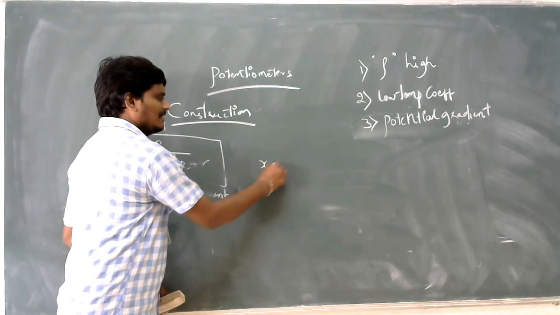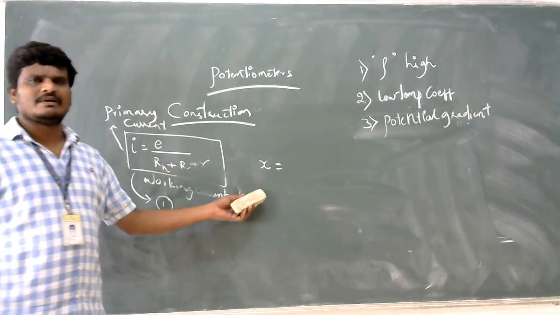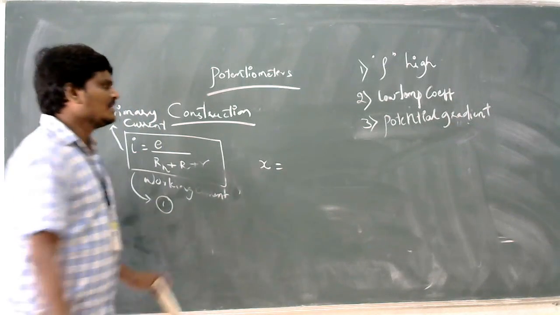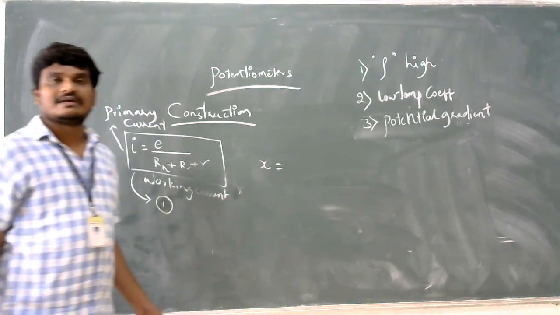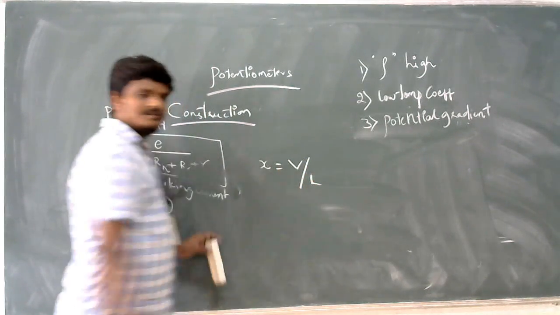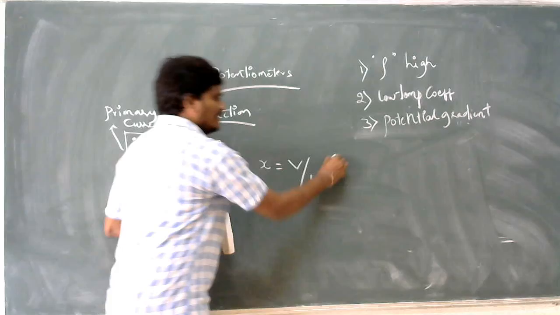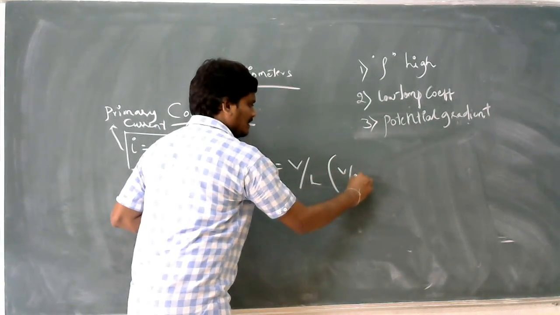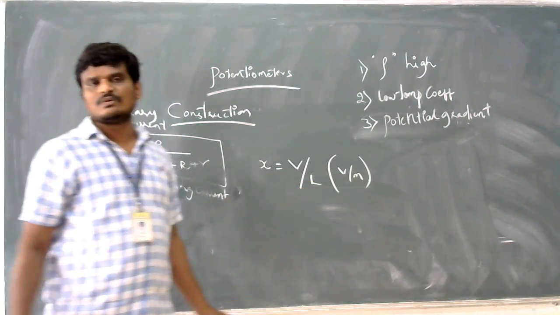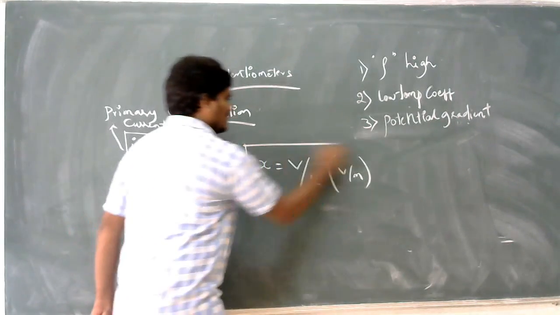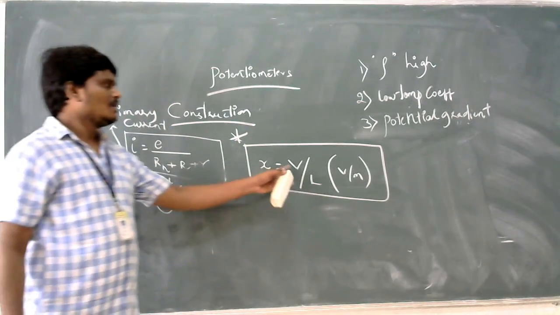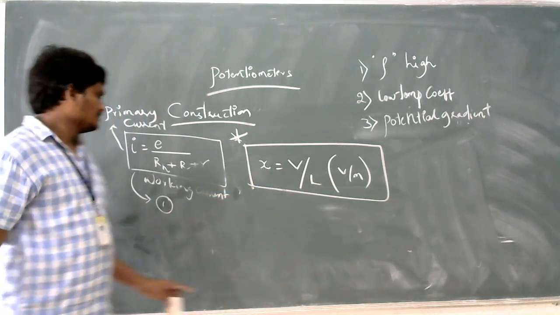Let X be a parameter which is used to represent the potential gradient of a potentiometer here. In general, the potential gradient is defined as potential difference per unit length, where length is represented in meters and voltage is represented in terms of what? Volts. This is the general expression for the potential gradient of a potentiometer, which is voltage per unit length.